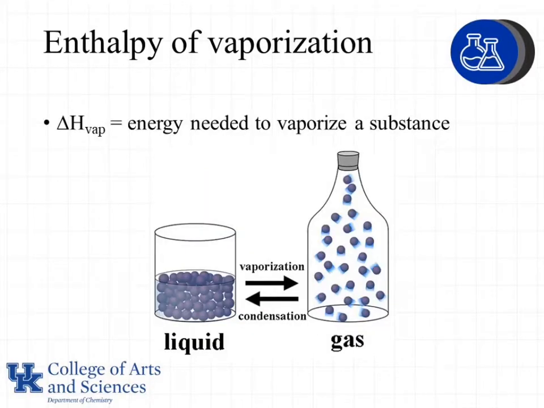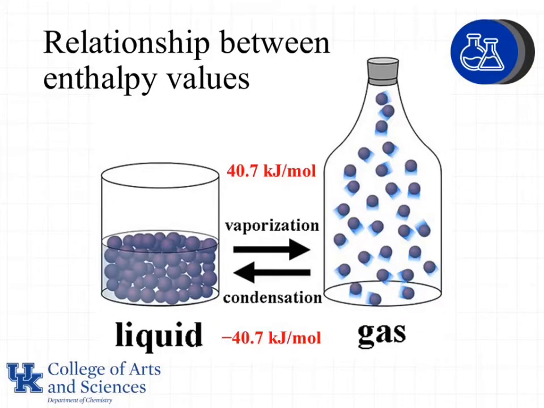Similar to the enthalpy of fusion, we also have the enthalpy of vaporization, and this is for the phase change from a liquid to a gas. So it's the energy needed to vaporize a substance. Looking at water, we see that the enthalpy of vaporization, going from the liquid to the gas, is 40.7 kilojoules per mole. Going from a gas to a liquid, which is an exothermic process because energy is being released, the numerical value is the same, but the sign is different. So the enthalpy for condensation would be minus 40.7 kilojoules per mole.